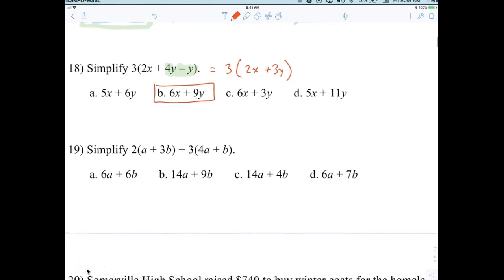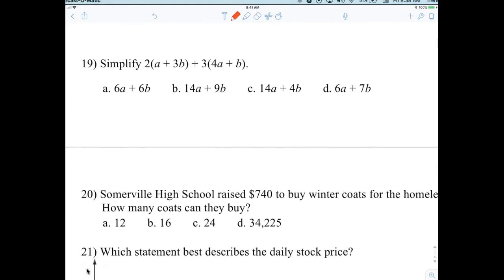All right, moving forward. 19. Now we have to distribute twice. So this would be 2a plus 6b plus 12a plus 3b. 2a and 12a make what? 14a. So now I know it's either B or C. So now I'm looking at 6b and 3b, which is, right. So I know my answer is B.